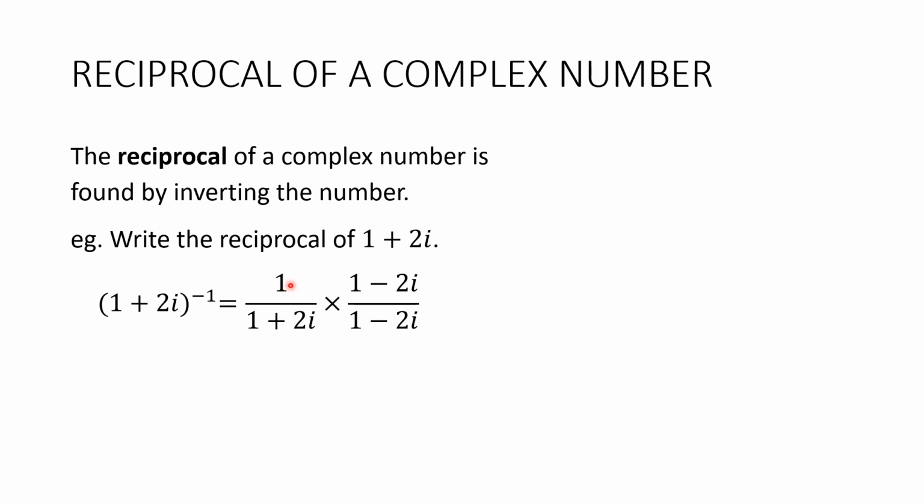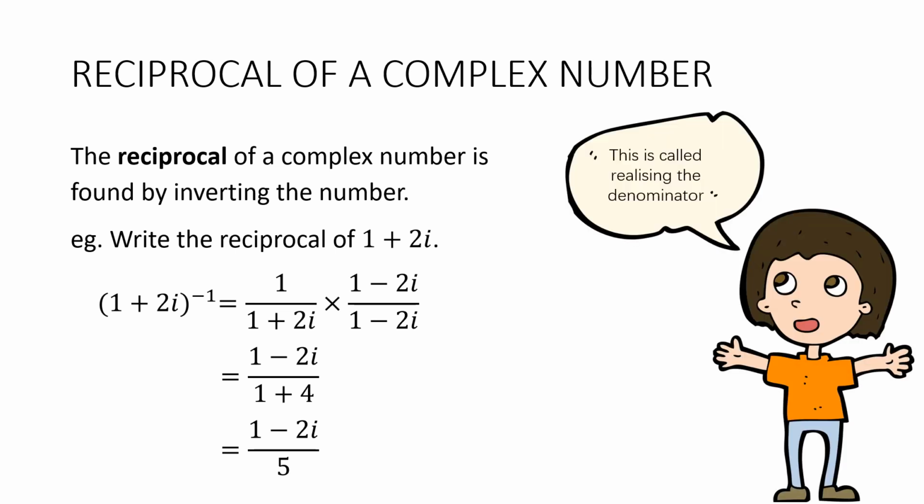So one lot of 1 minus 2i is 1 minus 2i, and on the denominator I'm going to get 1 plus 4. And so our answer is 1 minus 2i over 5. And this process, when we make the denominator real, is called realizing the denominator.